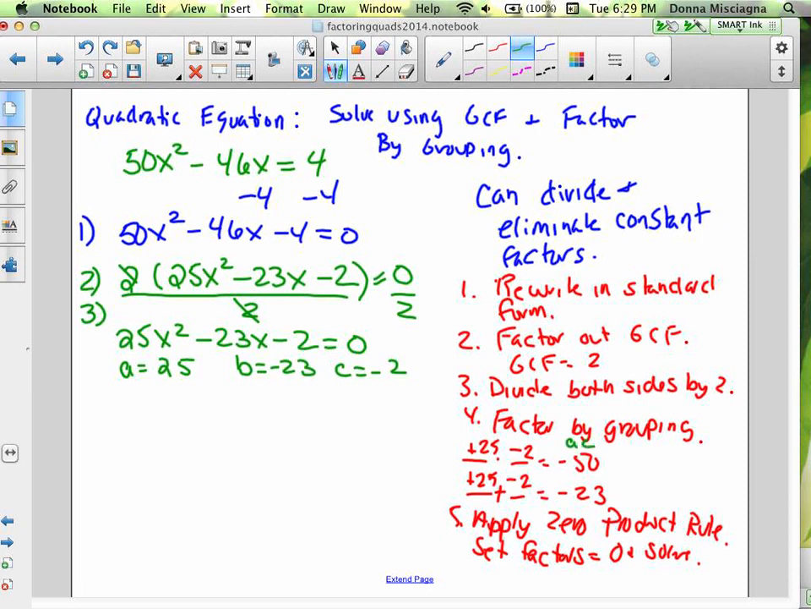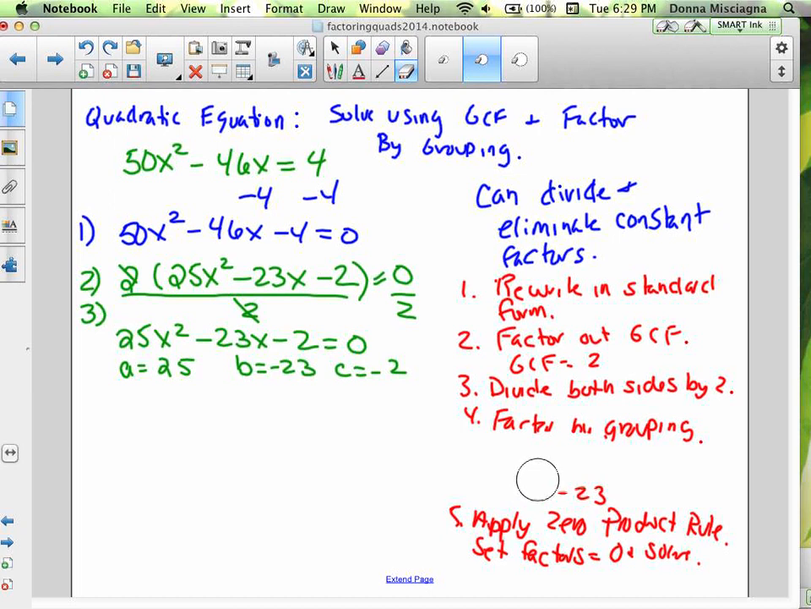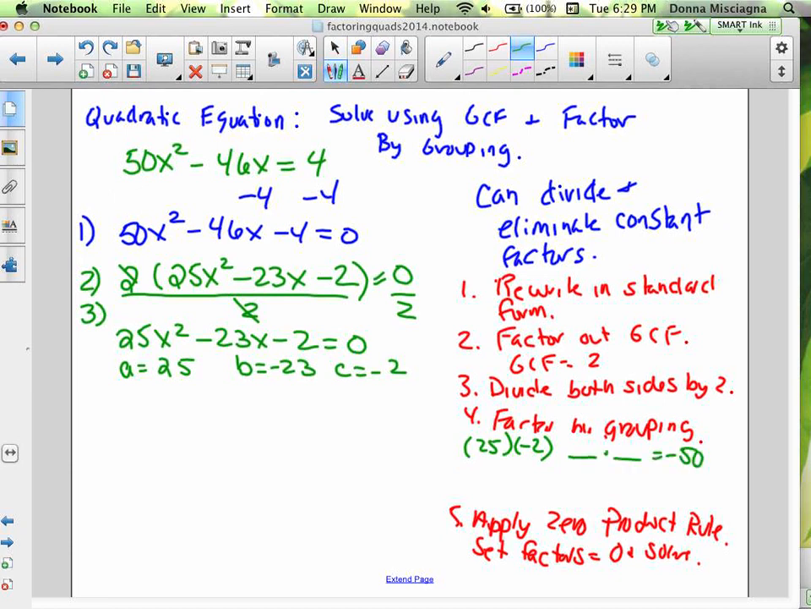So we're going to multiply the A times C, that would be 25 times negative 2, and that gives us negative 50. So we need two numbers that multiply to give us negative 50, this here was A times C, and add to give us our B term. B was negative 23.